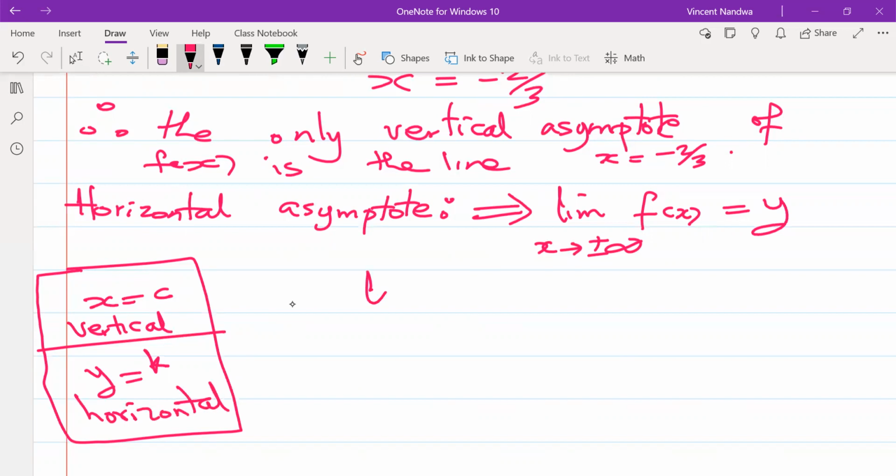So we'll have limits. So y equals the limit as x approaches plus or minus infinity. Our f of x is 4x minus 5 over 3x plus 2. Yes, work out and tell me the limit.